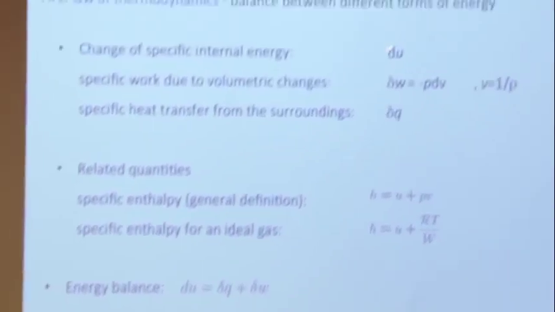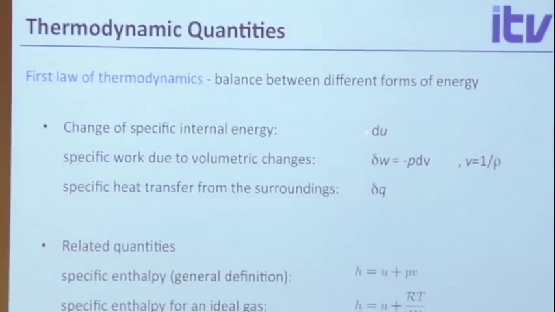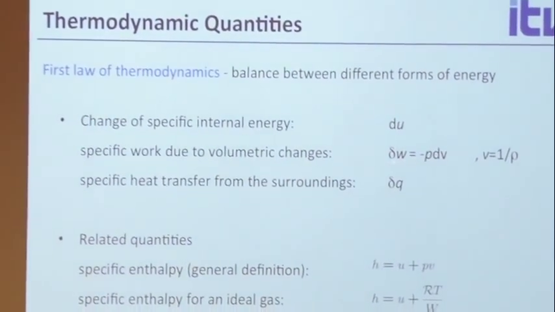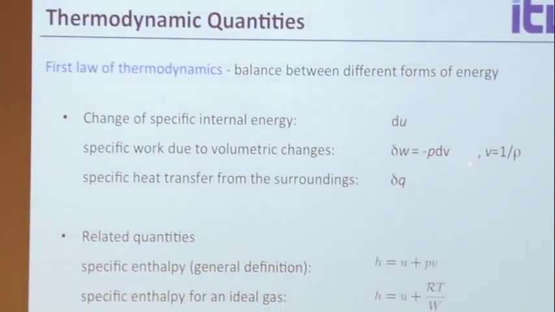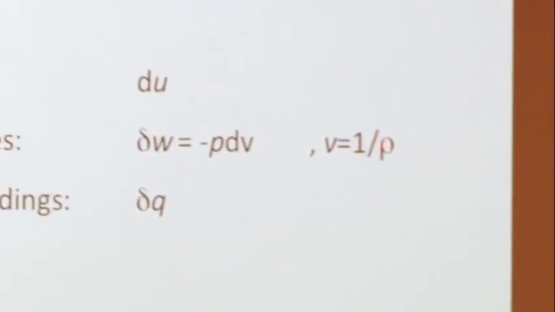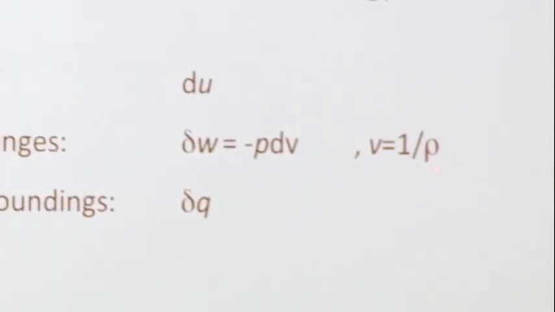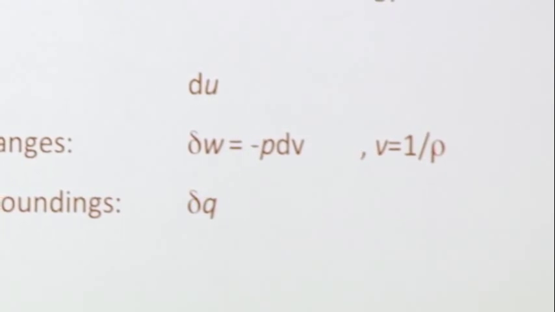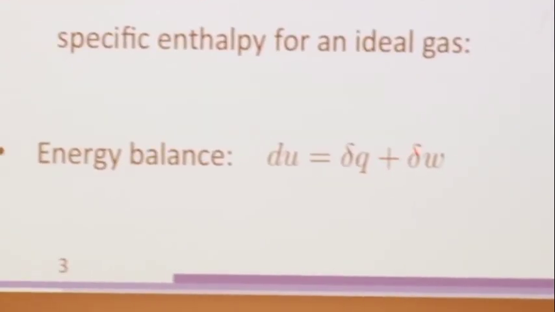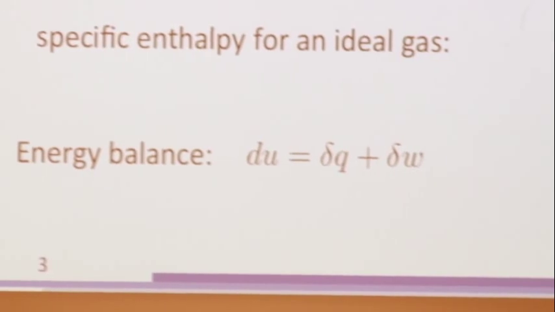Start out with this. U is the internal energy. This is a change in internal energy. The work here is minus PdV. V is the specific volume, which is 1 over the density. Here, of course, we usually deal with the density. dQ is a small amount of heat transfer or heat, and we can write the first law of thermodynamics in terms of these quantities written down here. It's very simple. dU is dQ plus dW, and that's it.